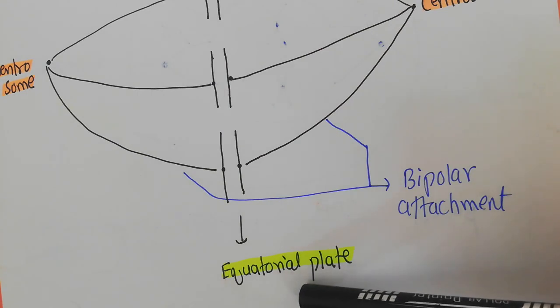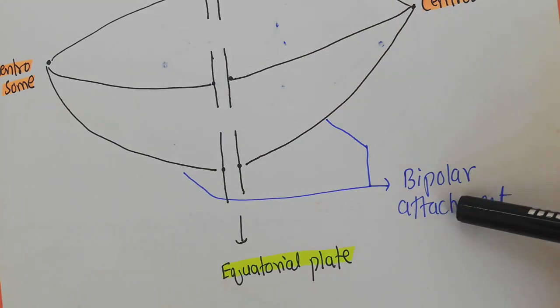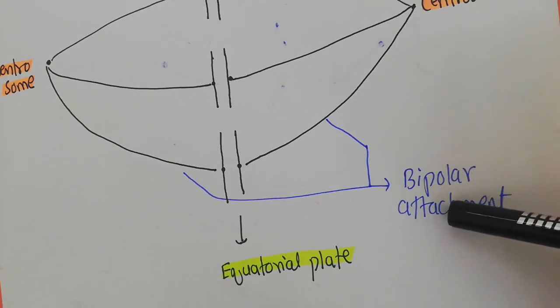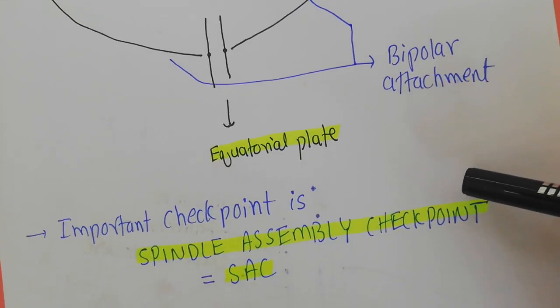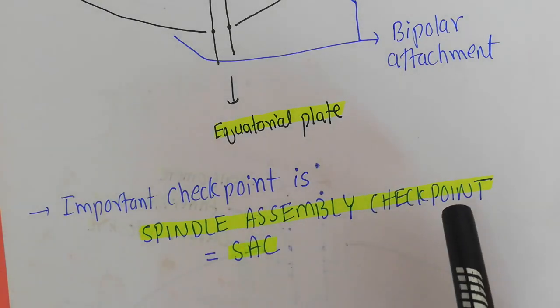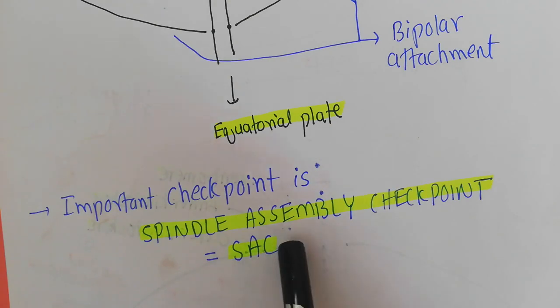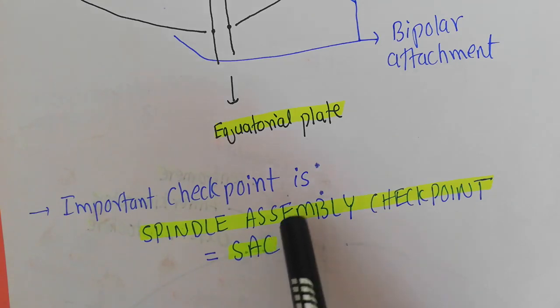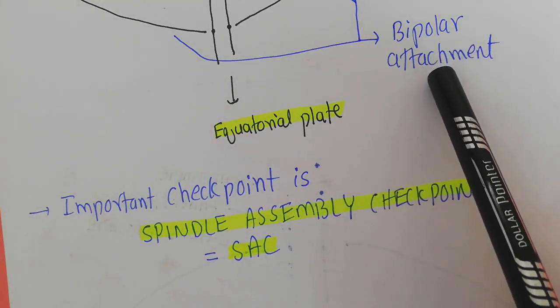Now one important thing to keep in mind is that this bipolar attachment is very important if you want to move from the metaphase into the anaphase of the cell cycle, because if there is no bipolar attachment on even a single pair of the sister chromatids, the cell is not going to allow you to move from the metaphase into the anaphase. Now this bipolar attachment is ensured by an important checkpoint known as the spindle assembly checkpoint. As the name indicates, this checkpoint looks at the assembly of the spindle, and that is responsible for checking the bipolar attachment.